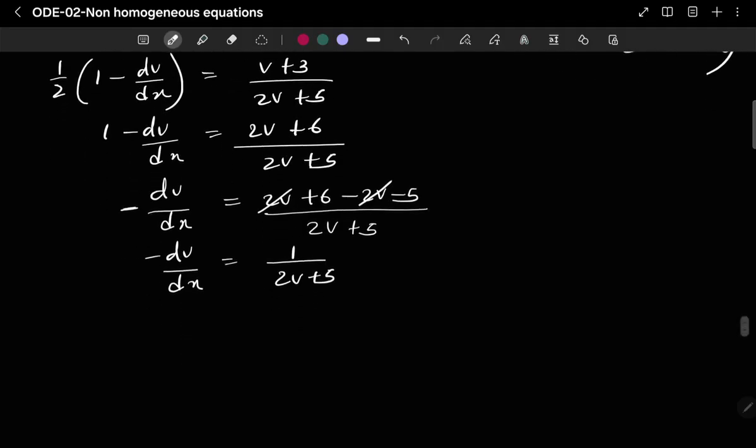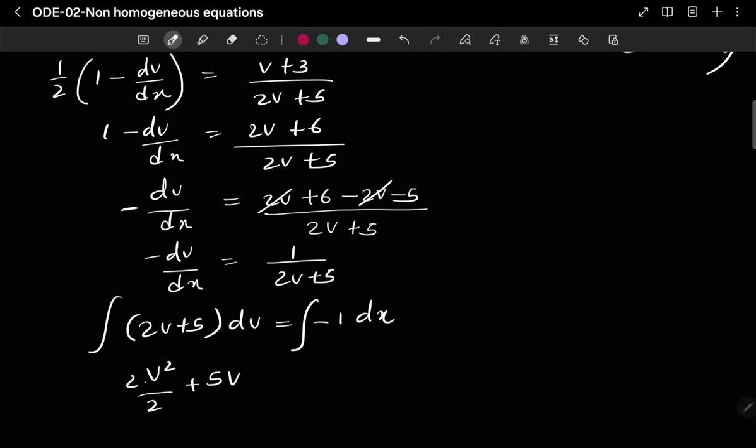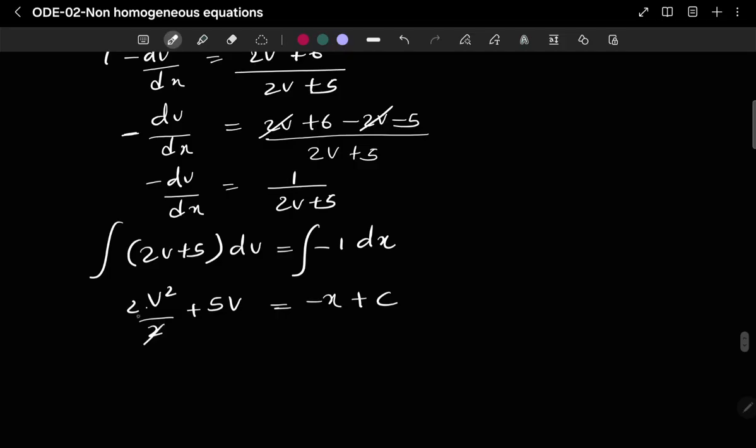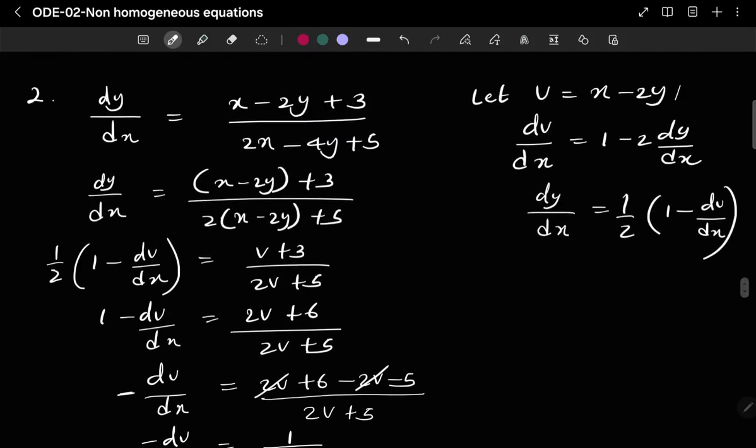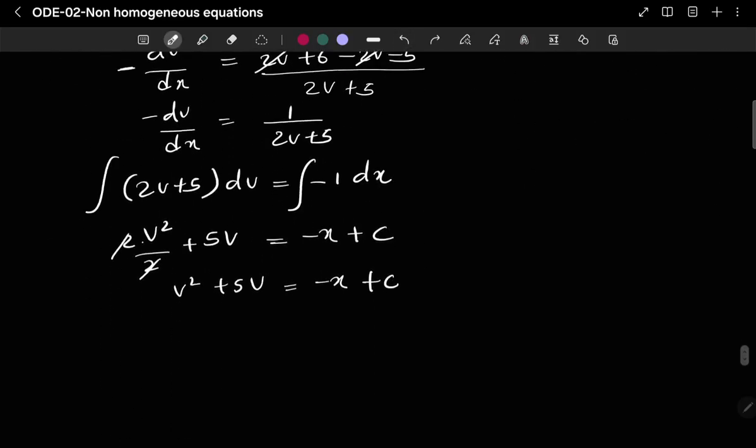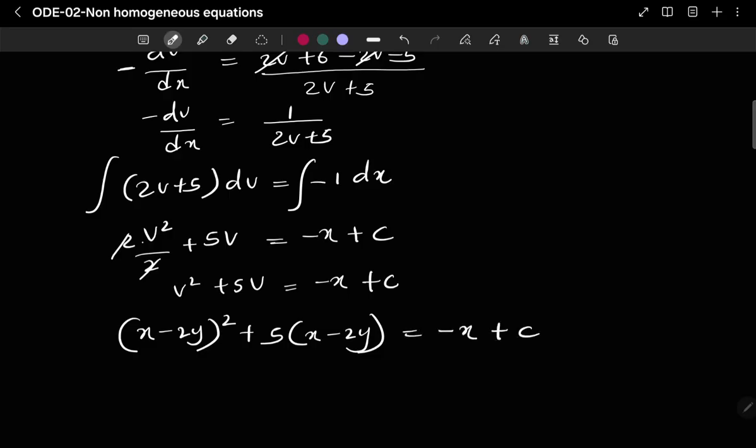So now separating the variables, we get (2v plus 5) dv equals, so we'll just shift this minus sign to the other side, minus 1 dx. So simply now we can take the integral of both sides. We get v squared over 2 plus 5v equals minus x plus c, where c is an arbitrary constant. So here we get v squared plus 5v equals minus x plus c, and back substituting for v, x minus 2y, (x minus 2y) squared plus 5(x minus 2y) equals minus x plus c.